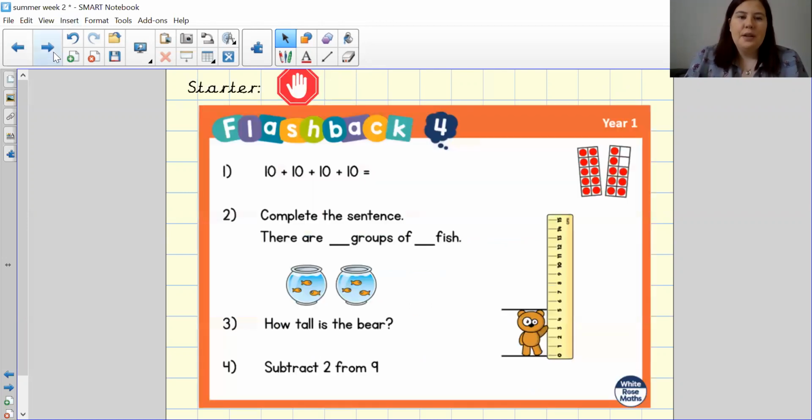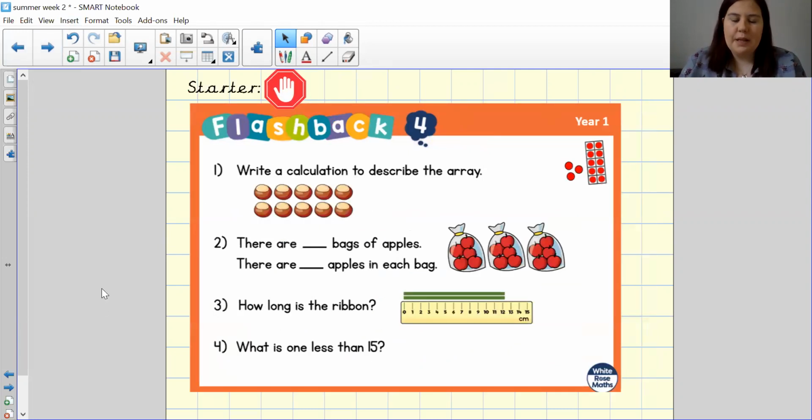Okay, so the first thing you're going to do is remember, when you see the stop sign, you need to stop the video and solve the questions. So as you can see, for this flashback for today, there are things that we have already previously learned. Okay, so please pause and complete the following questions. And again, please pause the video again for your next flashback 4.